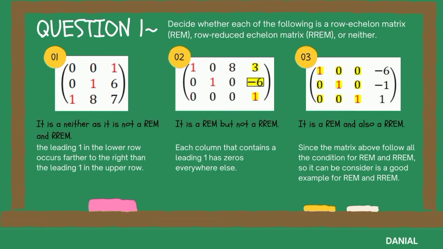Number 3, it is a REM and also a RREM. Since the matrix above follows all the conditions for REM and RREM, it can be considered as a good example for REM and RREM.